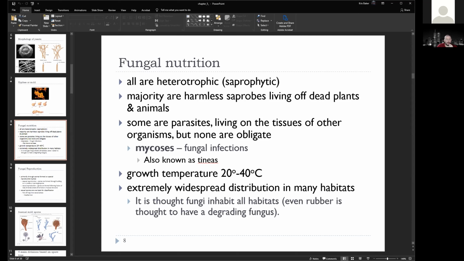Unfortunately, since we're talking about it, some of these yeasts, some of these fungi are parasitic. They live on the tissues of others, but they don't have to, which is interesting. It's different from our viruses, right? And mycoses and tinea are fairly common. So in general, we think of skin infections, hands, feet, right? Between the fingers, between the toes.